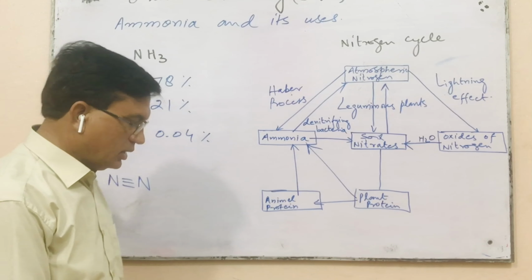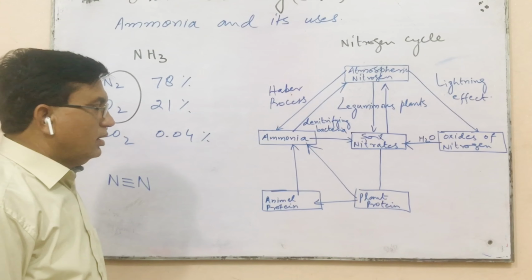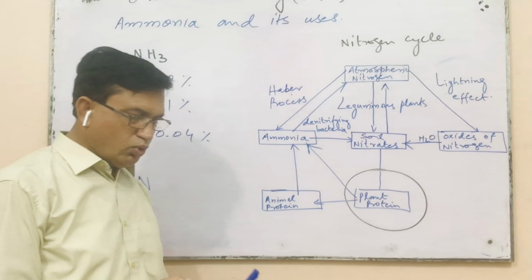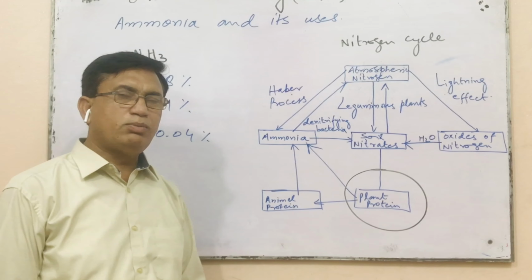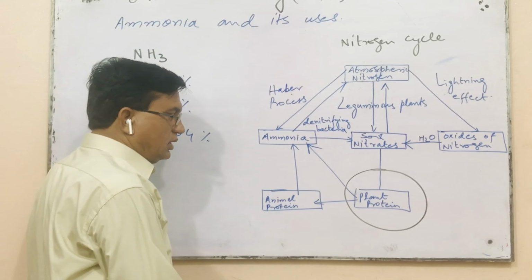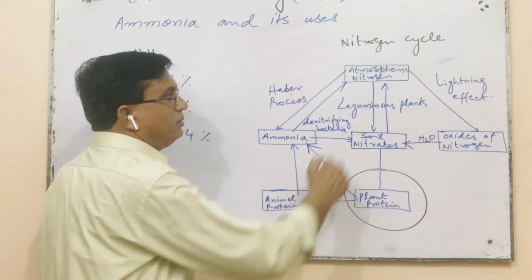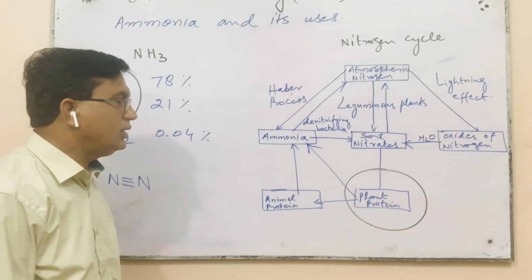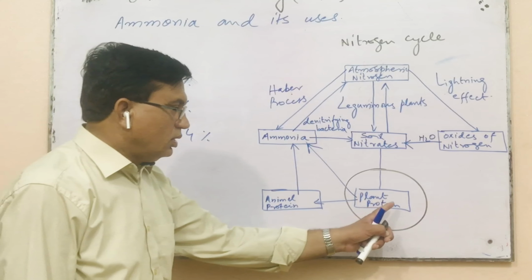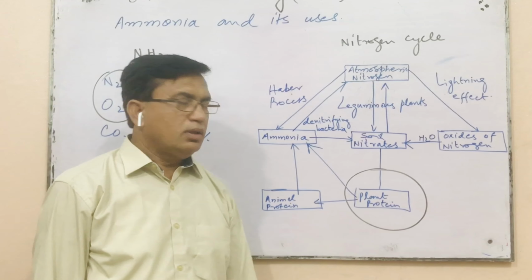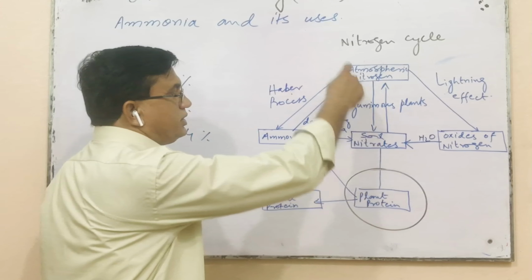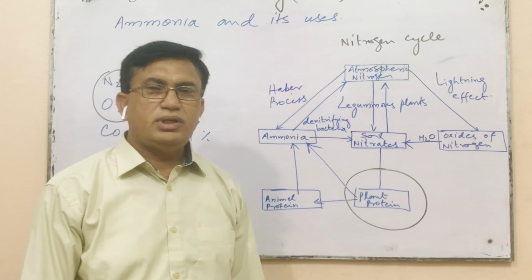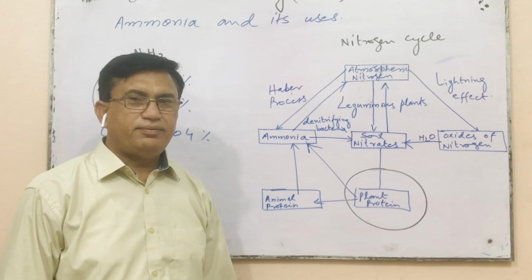It means that the production of this plant protein is much more important, because this animal protein cannot be synthesized directly from the atmospheric nitrogen. That is quite difficult. So, for the plant protein, nitrogen is essential and plant protein production is most important for the sustainability of life.